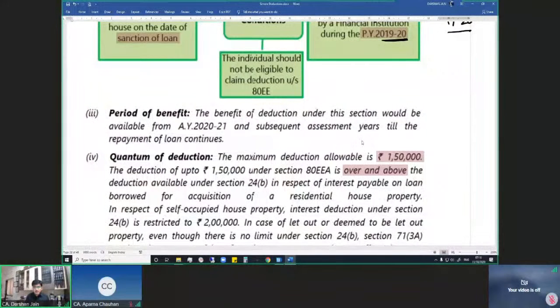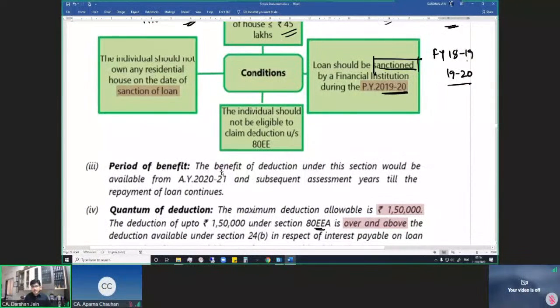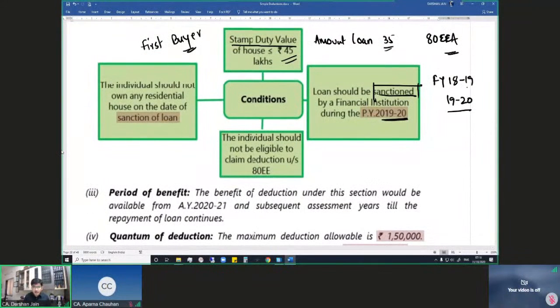However, in this particular section 80EEA, you're getting an advantage of 1,50,000. The total amount of deduction which can be claimed under this particular section is 1,50,000. In the earlier section, it was only 50,000. So an enhanced deduction is allowed in respect of eligible house property to a first-time buyer who is an individual.